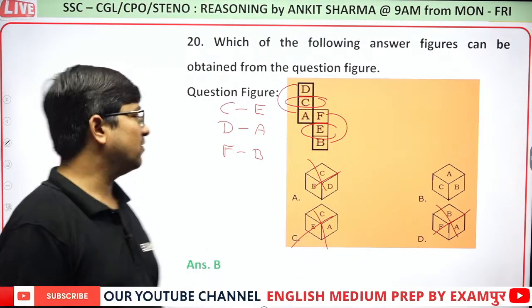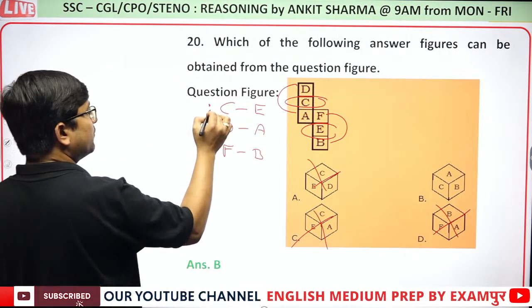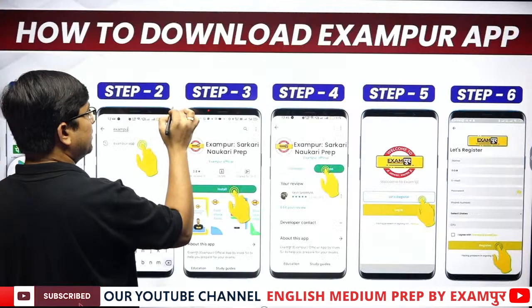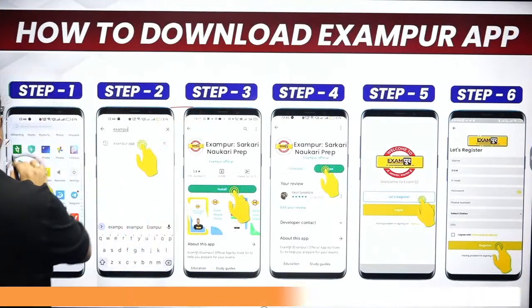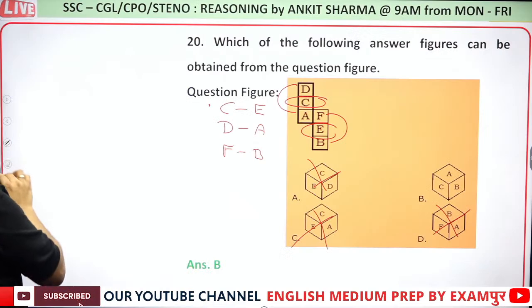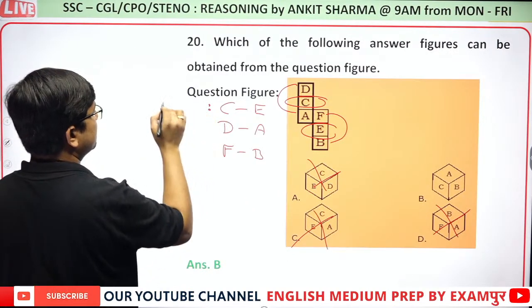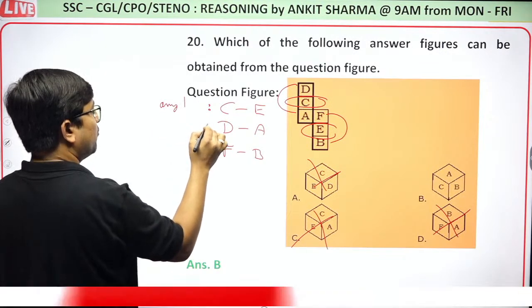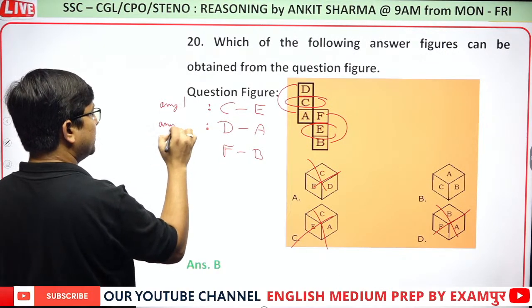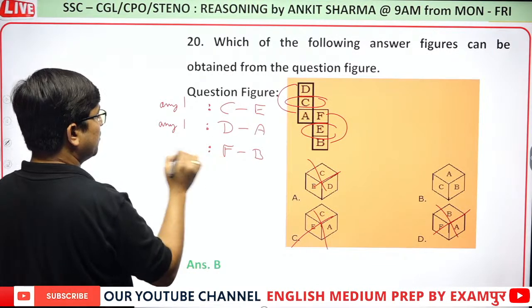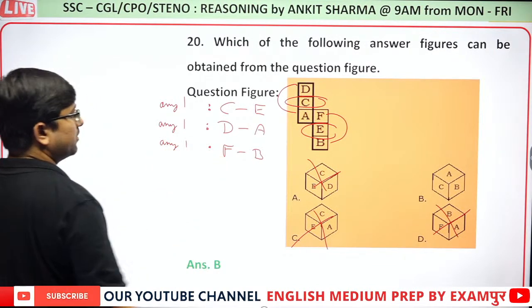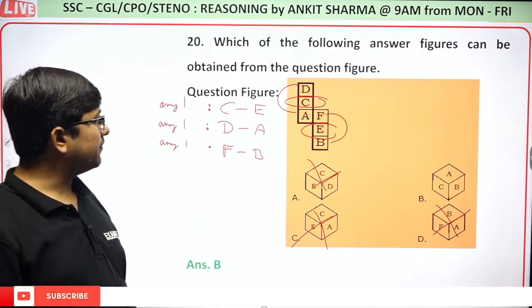See, the correct answer will be the one in which, from the two opposite faces, any one is there. From these two opposite faces also any one is there. From these two opposite faces also any one is there. All right, everybody. Fine.